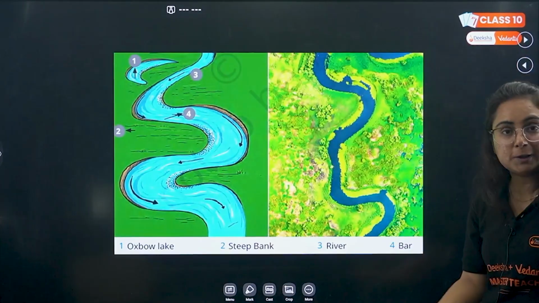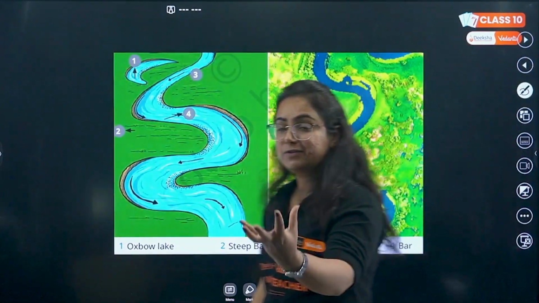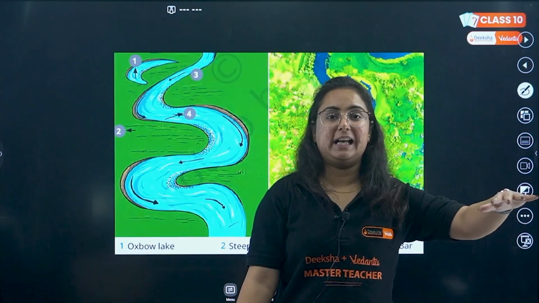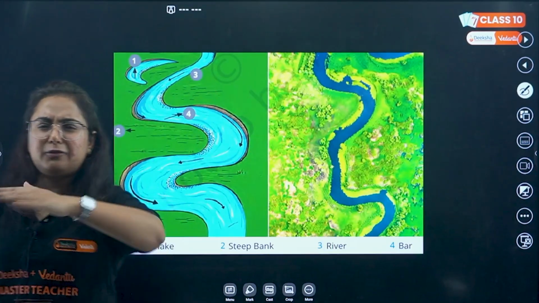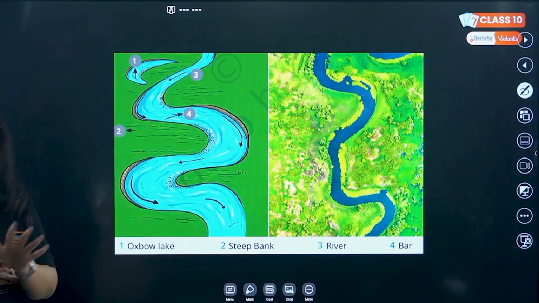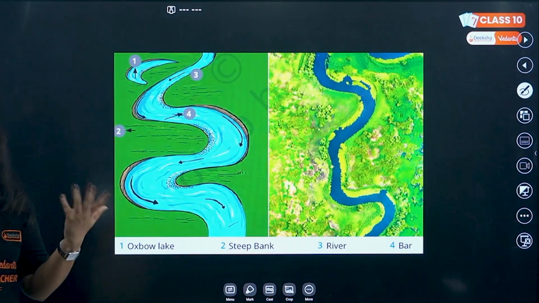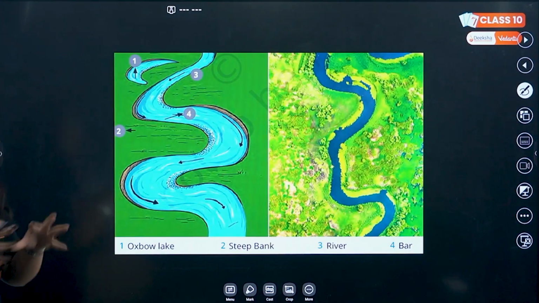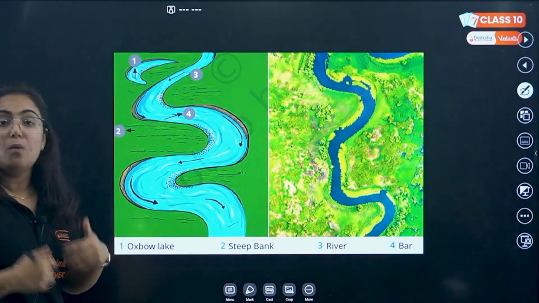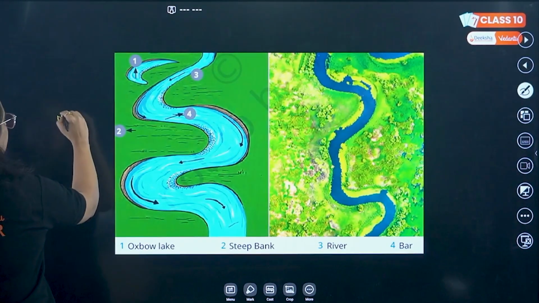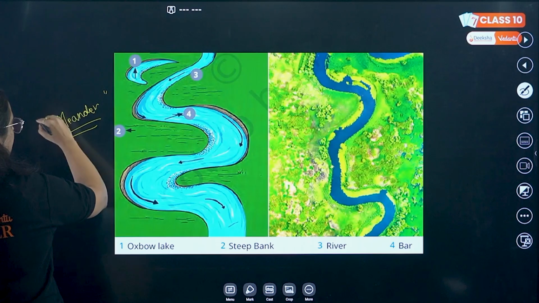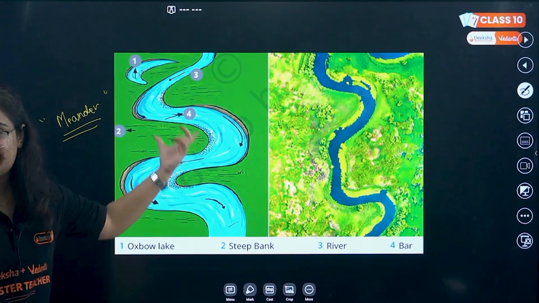Next, let's move further. During the course of this river, when it is moving in the plain area or maybe a flat area, due to the presence of hard and soft rock, a river finds its way to move, and when this river is moving in a zigzag direction, it causes a landform that is known as meander. So whenever a question regarding the meander comes, you can draw this diagram.